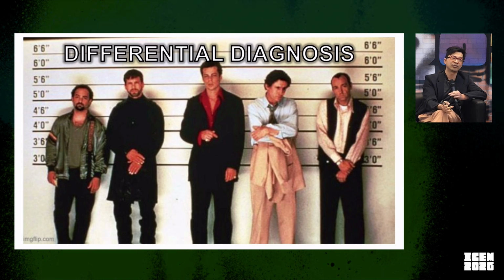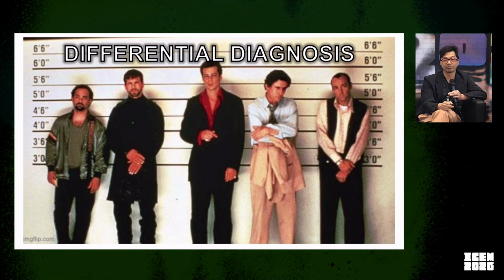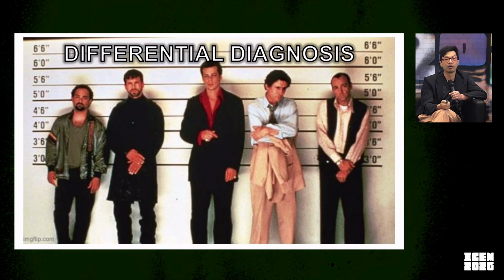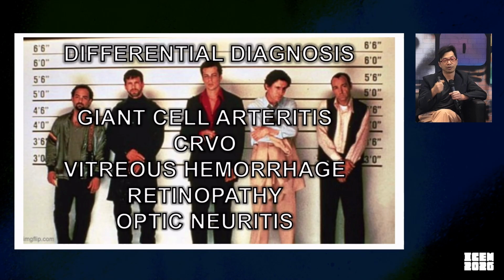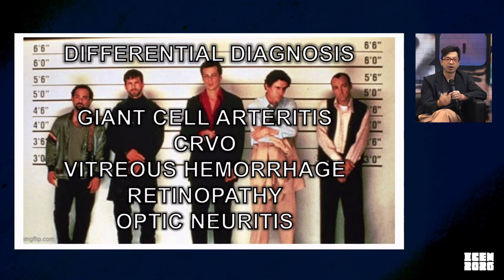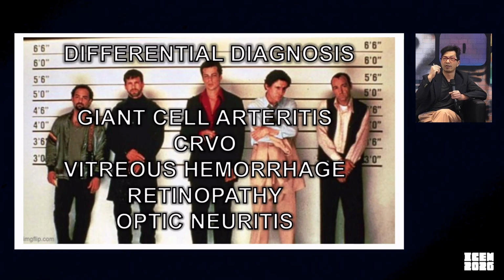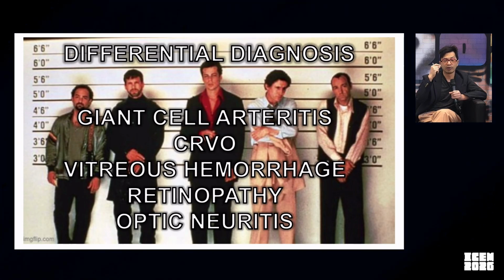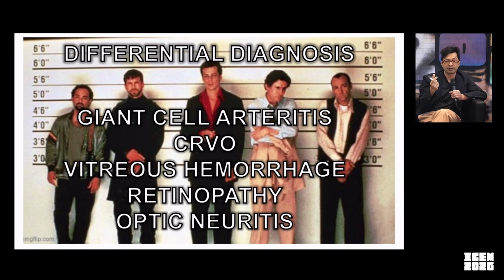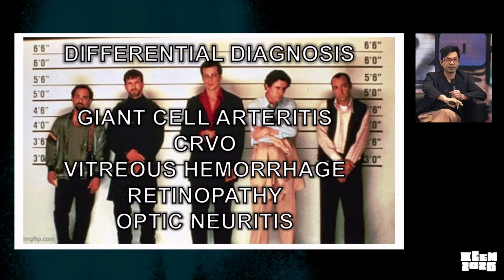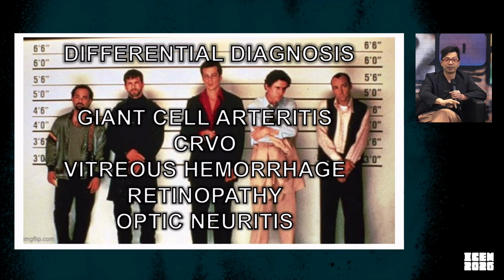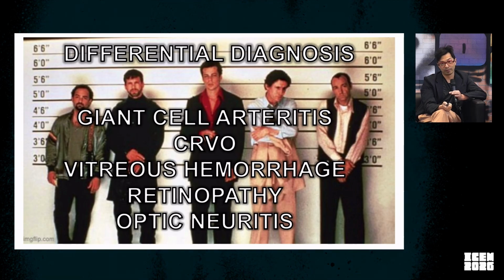So everything in medicine has a differential diagnosis. There's always some suspects in play. We're talking today about CRAO, but there are a bunch of other things. So giant cell arteritis I've talked about, CRVO, central retinal vein obstruction, vitreous hemorrhage, retinopathy like retinal hemorrhage or a retinal detachment, optic neuritis. We don't want to lyse any of these people, and we don't want to subject them to the risk of intracranial hemorrhage from lysis. This is why you need stat ophthalmology, because they have to rule out all these other things.